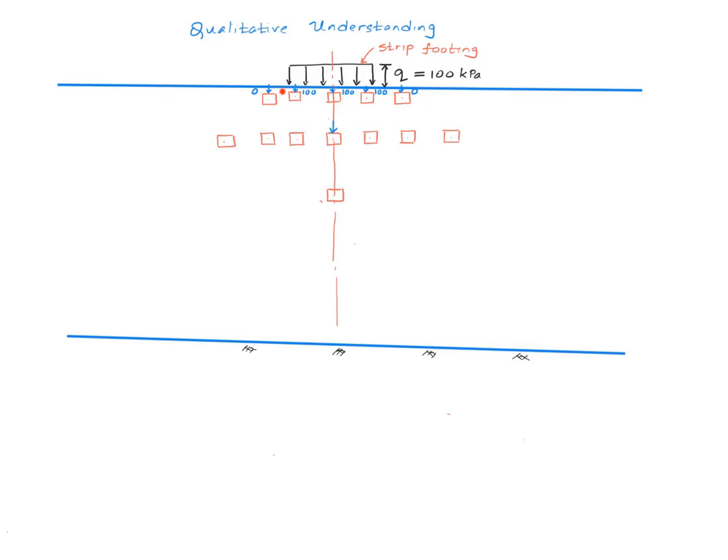This is what is called a singular point. The stress drops from 100 to 0 right at that point. What about the change in a vertical line like this? Well, the vertical stress decreases as you go down. Let's just say it is 80 over here and 40 over here.